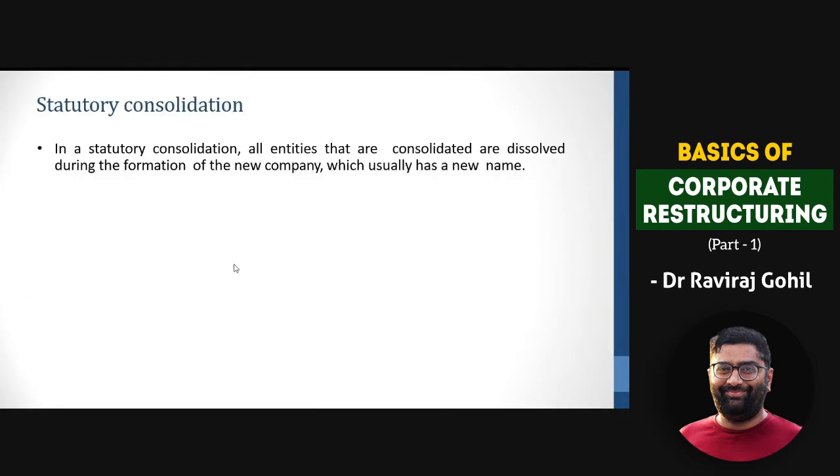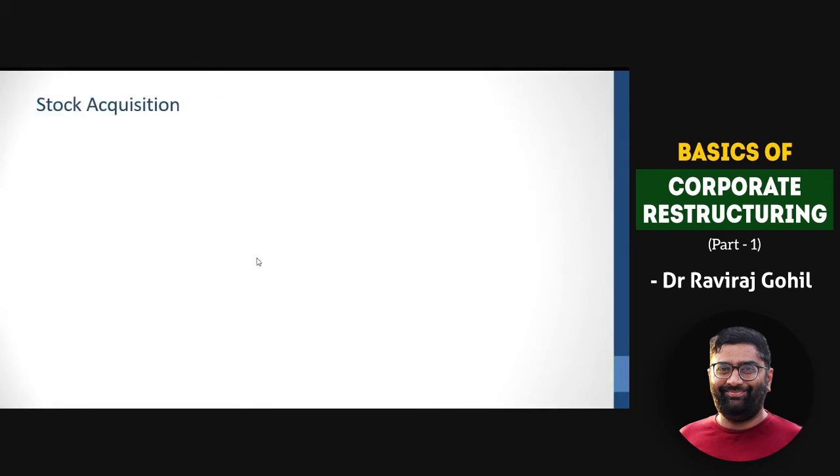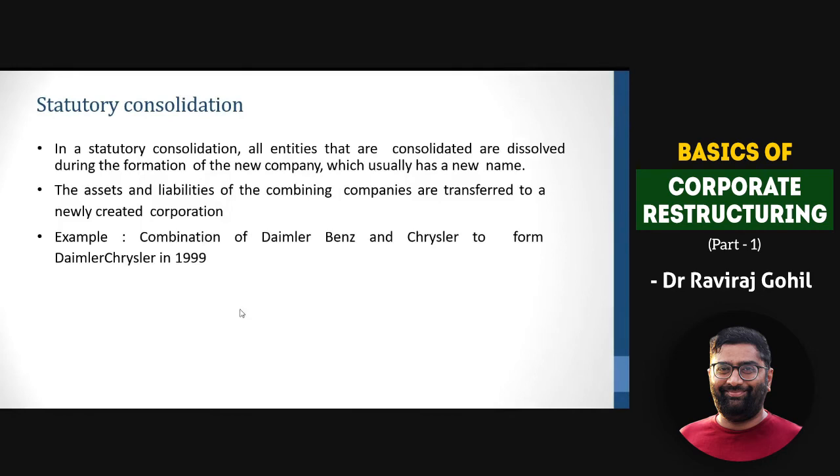In a statutory consolidation, the assets and liabilities of the combining companies are transferred to a newly created corporation. There was a corporate example: in 1999, Daimler-Benz and Chrysler both merged together, both of them dissolved their separate entities, and there was a new company formed, DaimlerChrysler, in 1999. So that was an example of a statutory consolidation.